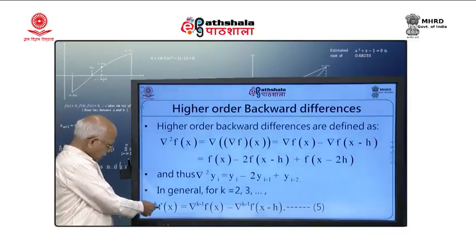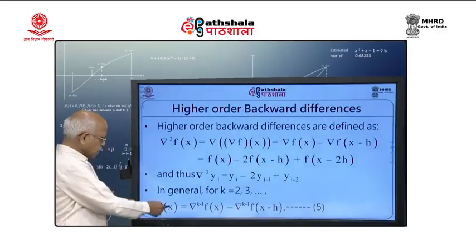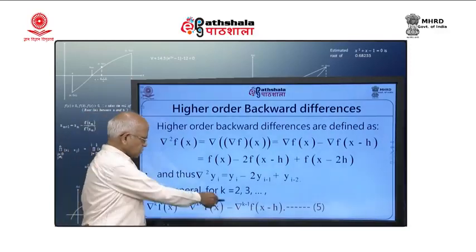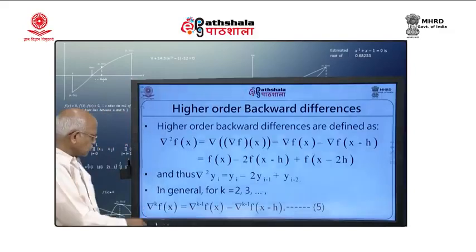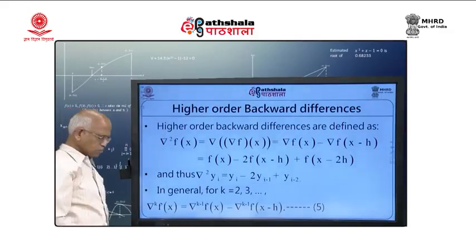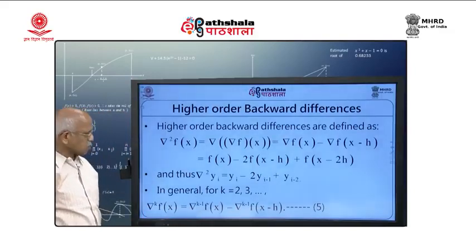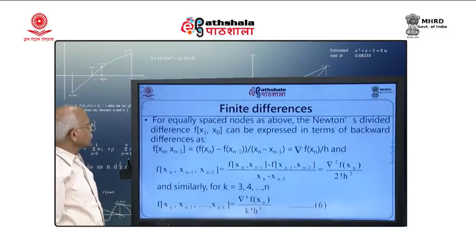So, del k f(x) is equal to del k minus 1 f(x) minus del k minus 1 f(x minus h). So, this is the general kth order backward difference, which we can write in terms of k minus 1 order backward differences for equally spaced nodes.